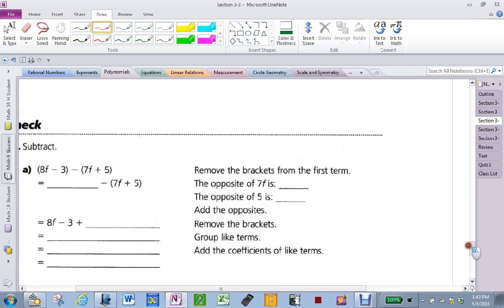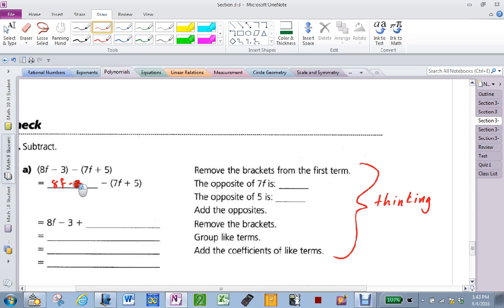Now, I have a nice guided one here for you. Remember, what are these? Those are your thinking steps, yes? Most of you will need most of them right now. But as you practice this more and more, you're going to start skipping these steps, aren't you? So, step 1, remove the brackets. 8f minus 3, yes?